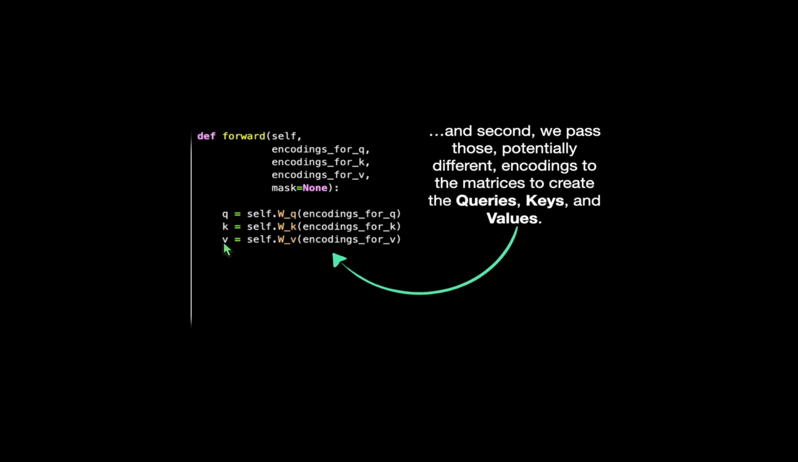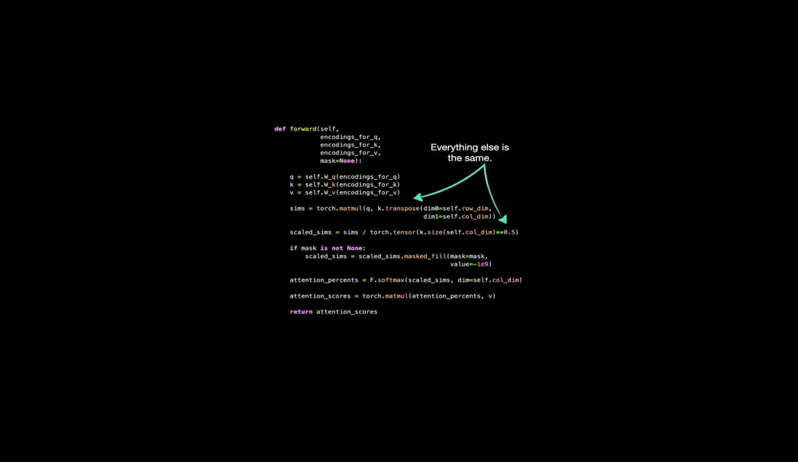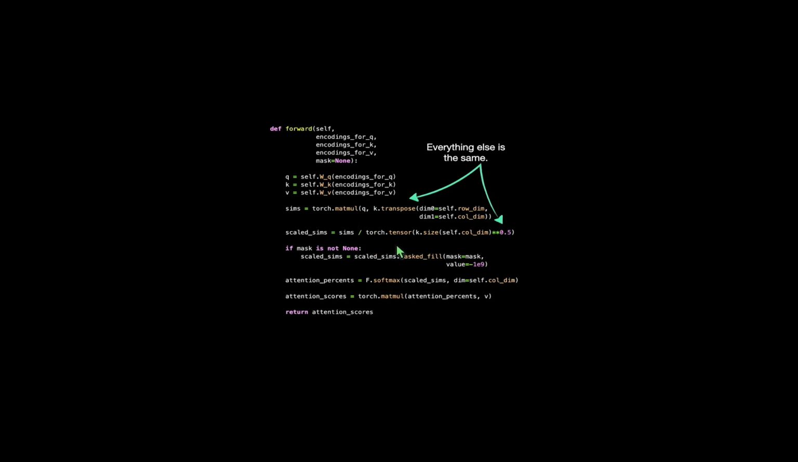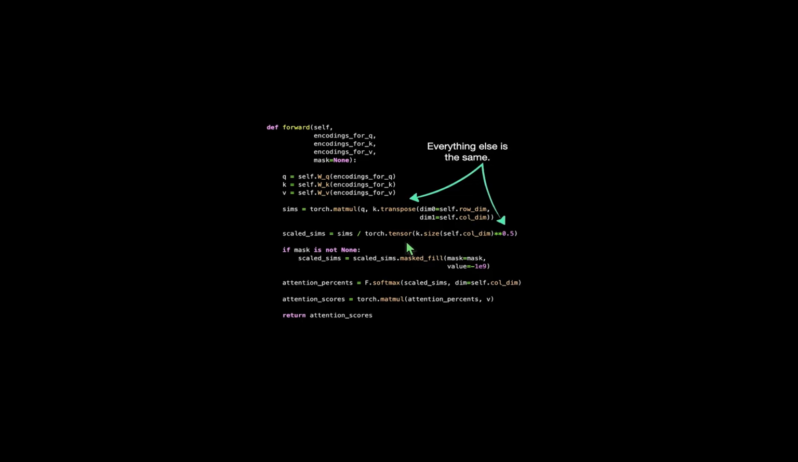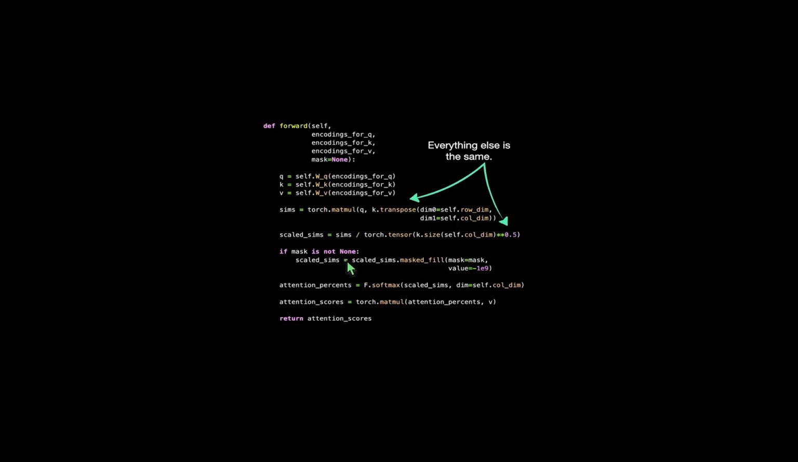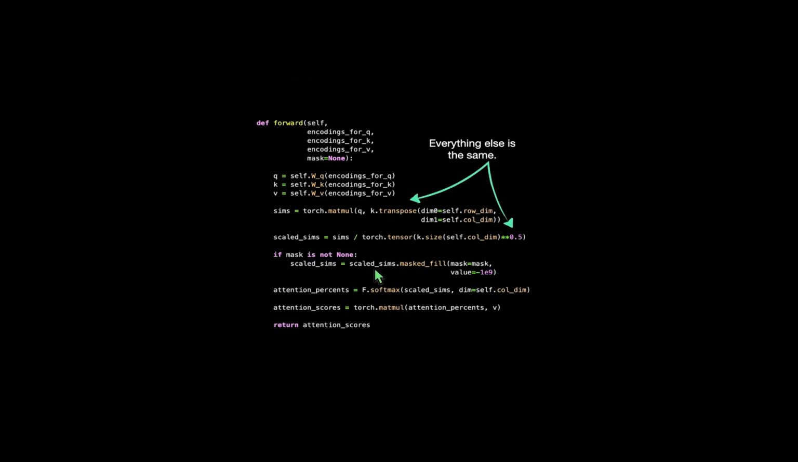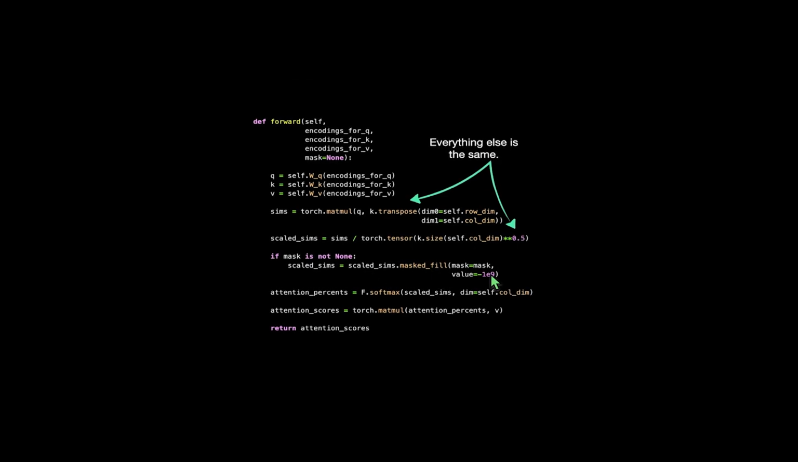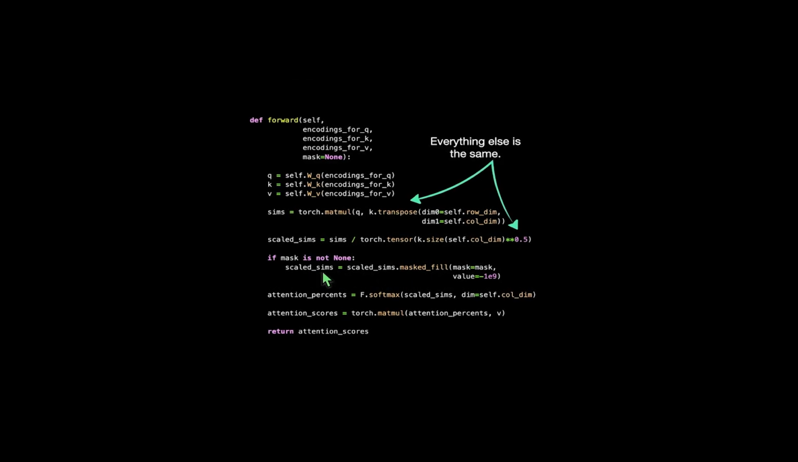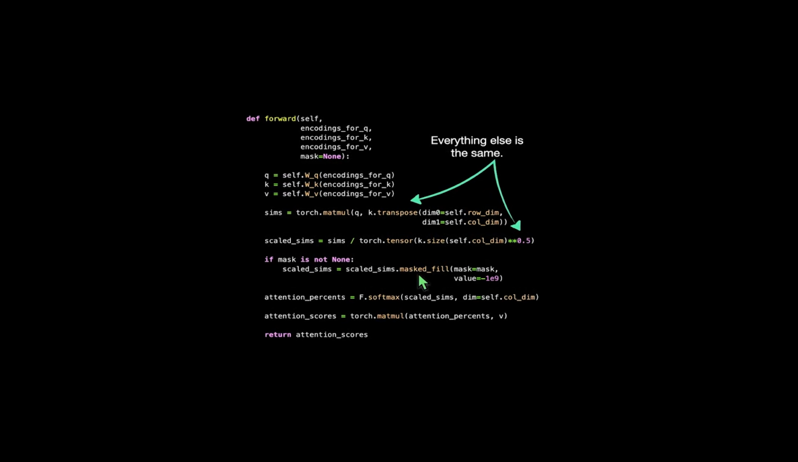To calculate the attention, we first create the query by multiplying the query encoding with its corresponding weight matrix. We do the same for the key and value matrices. Then, we multiply the query by the transpose of the key and divide the result by the square root of the key's dimension. If a mask is provided, we apply it as a scaled assignment.